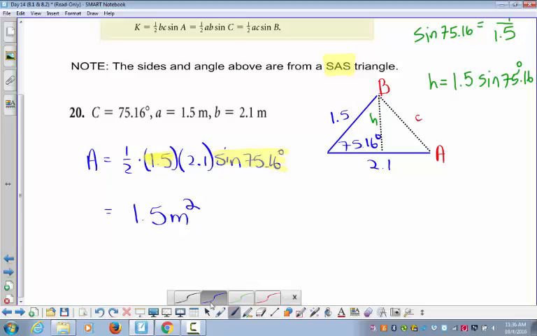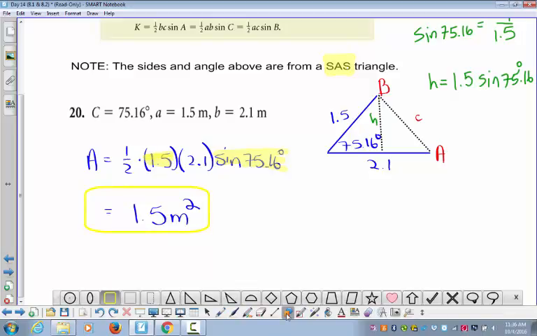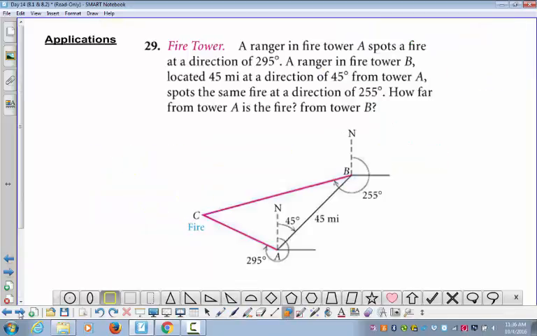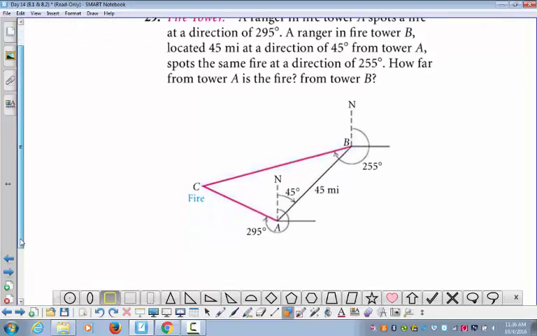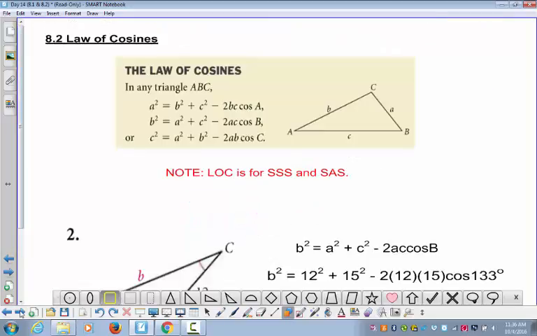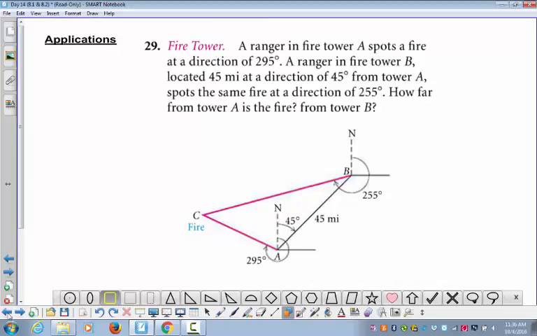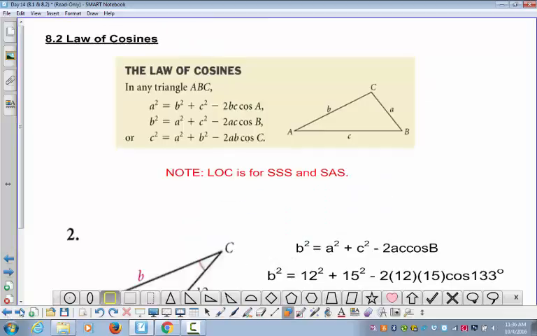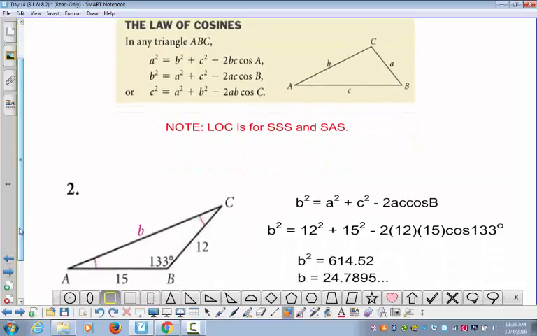All right. So areas. Interesting. Let's go to law of cosines. We'll do an application like this at the end if we have plenty of time. Let's get to the law of cosines. So there's law of cosines.